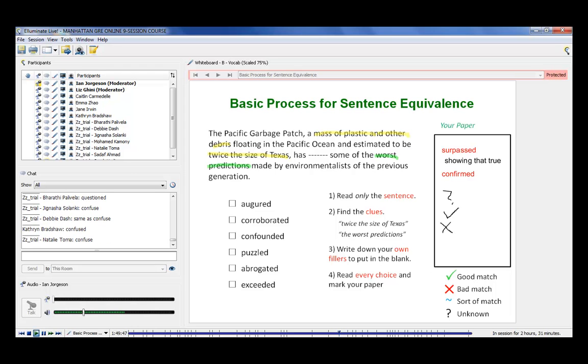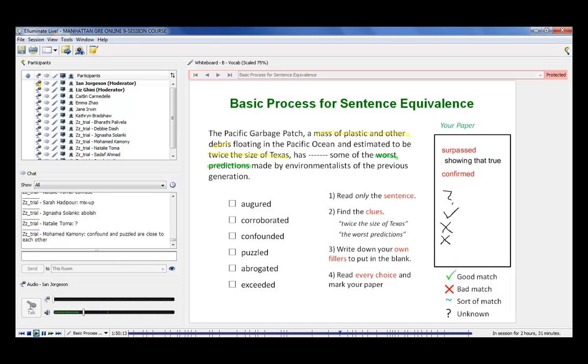Yeah, really same as confounded or confused, right? Okay, so if we didn't like confounded, we didn't like puzzled. How about abrogated? What does abrogated mean? Yeah, abrogated, Jignassa's got a great definition. Abrogated means abolished, ended. It comes from the word abrogate, which means to end or annul.